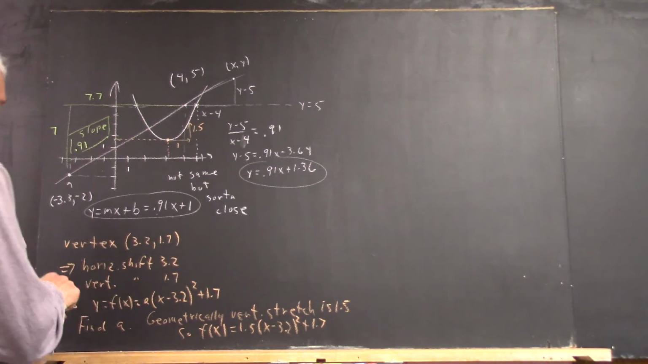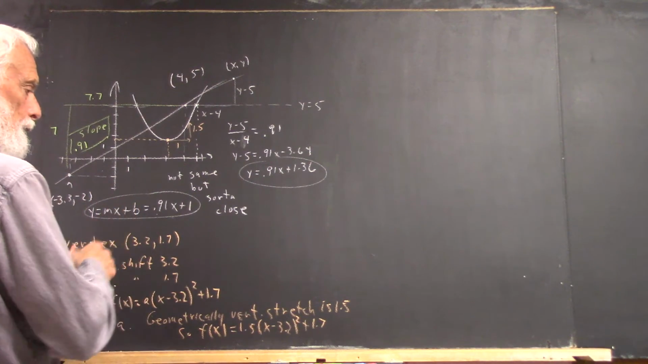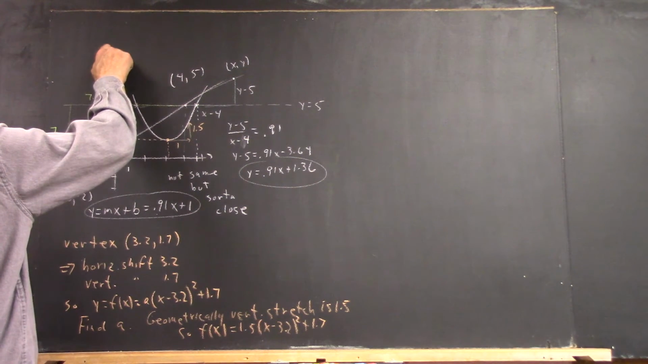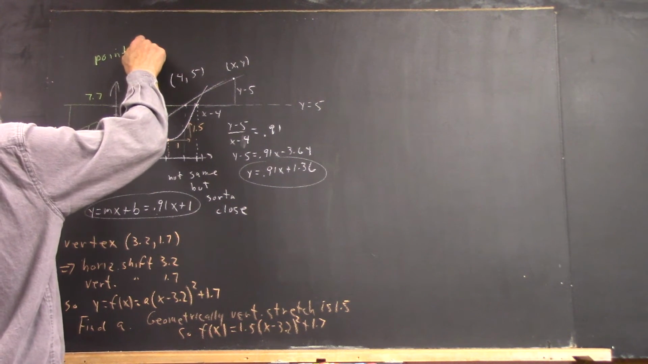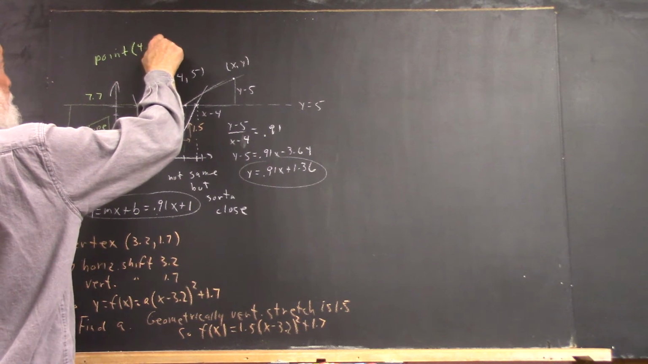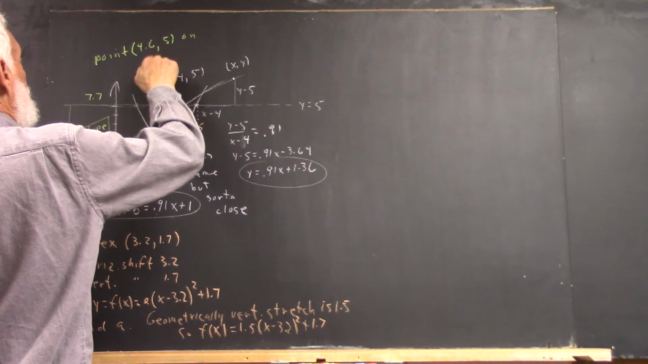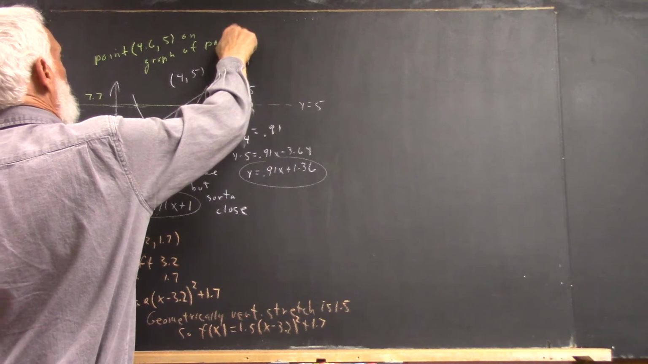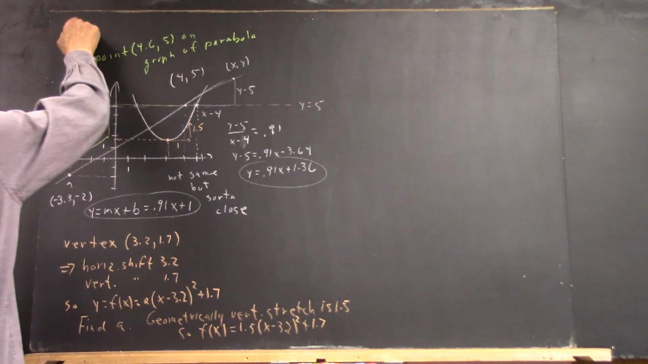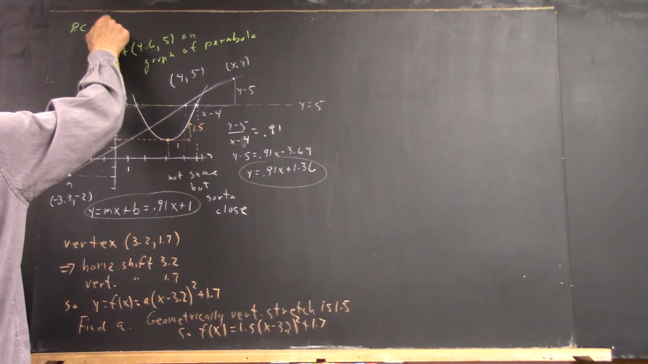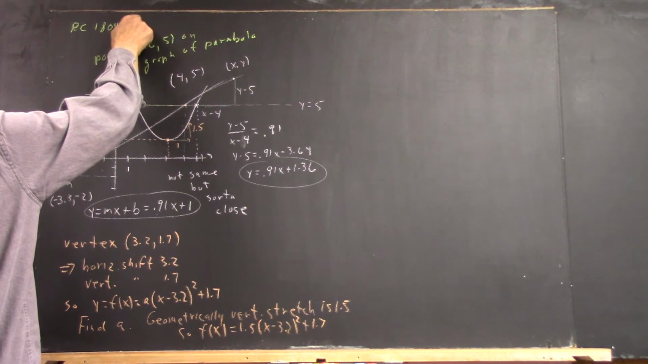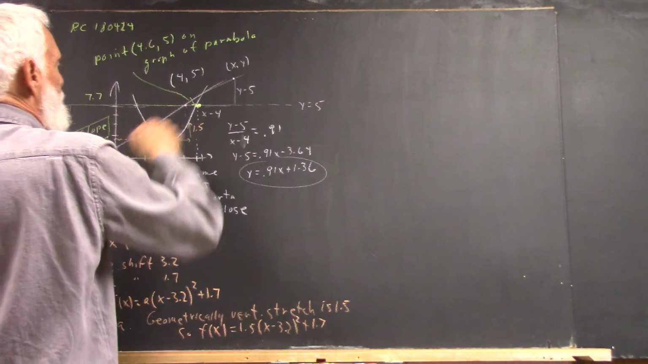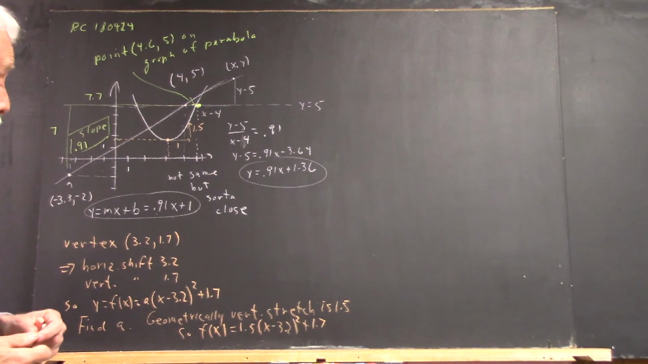Do you have a calculator? Let's switch colors here. So I'm going to say, okay, we got a point, 4.65, on the graph of the parabola. Incidentally, this is okay, and that's this point down here.